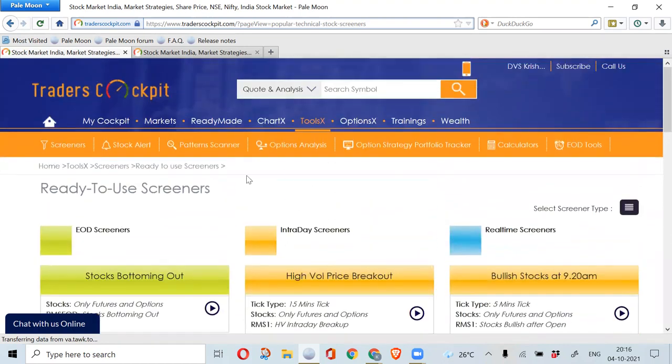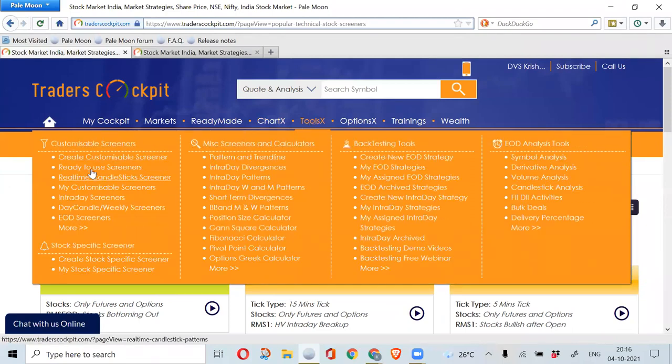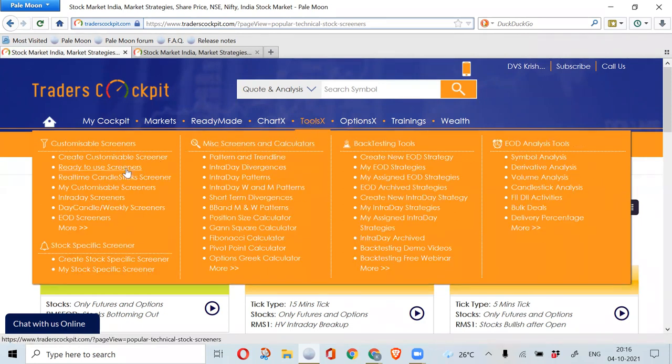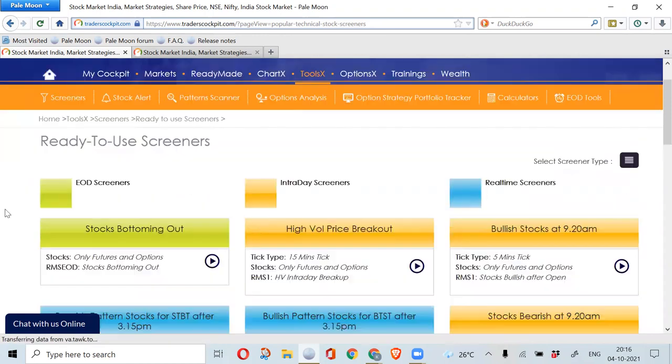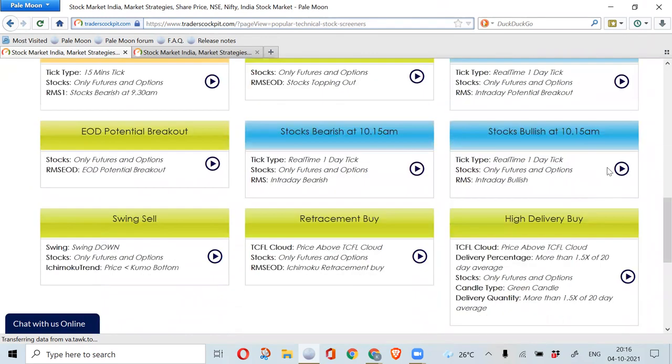So to look at these, you can go to Toolchex and then ready to use screeners. The second option, I repeat again, go to Toolchex and ready to use screeners. If you click on ready to use screeners, you will be launching on this particular page and you can execute the screeners according to your own wish.